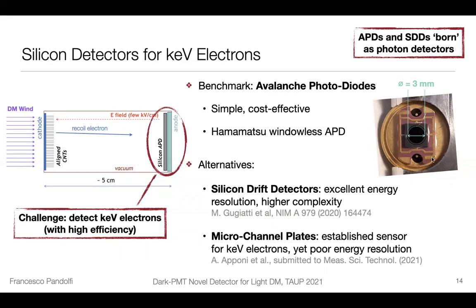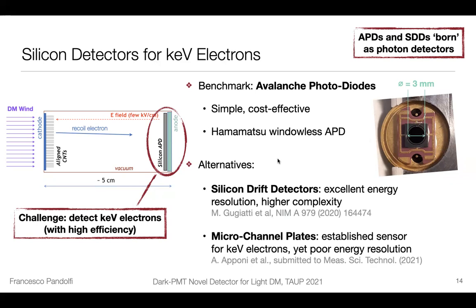You can see here the Hamamatsu windowless APD that we're using, which has an active area in the middle with a diameter of 3 millimeters. APDs are simple and cost effective, so that's why we started using these. But we're considering also alternatives.